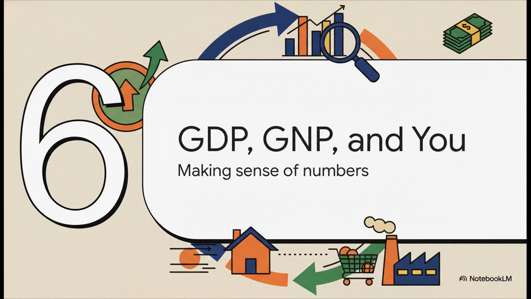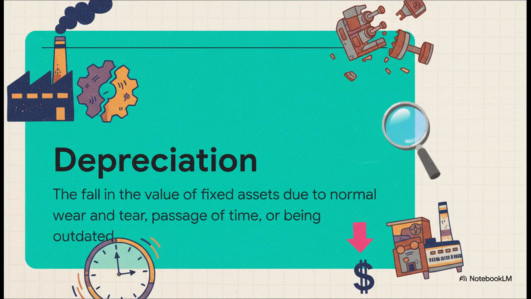But what do these gigantic numbers actually tell us about how the economy is doing and about our own lives? Well, one really important adjustment that economists make is for something called depreciation. Just think about it. When we're producing stuff, machines get older, buildings wear down. So to get a more accurate picture of our net production, we subtract the value of all the equipment and buildings that were used up in the process. This gives us a net number, like net domestic product, instead of a gross one.